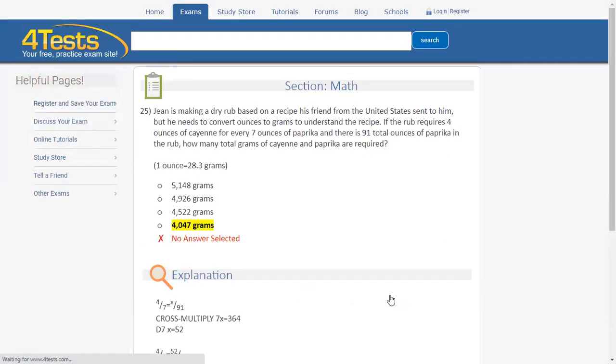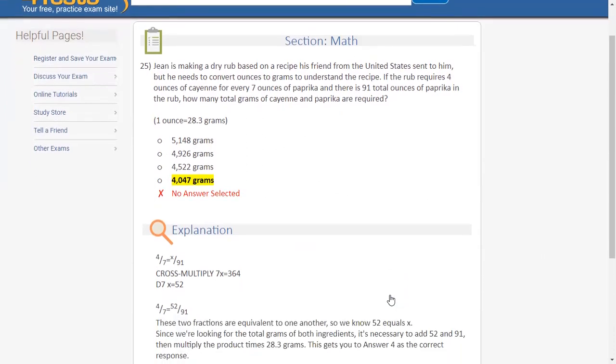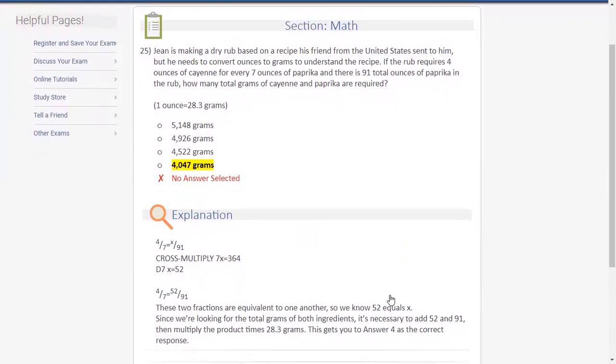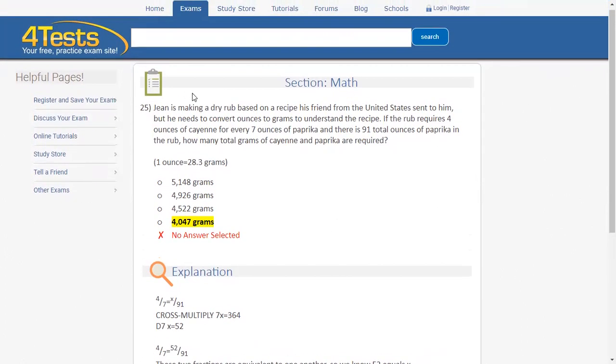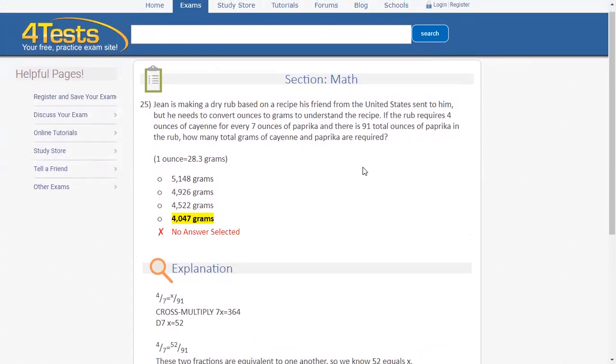So let's see, the answer is in this way, no answer selected. Actually, in the explanation, we will have to convert the sentences into mathematical form. That is 4 by 7 and x by 91. Where are these coming from? Look at this. Gene is making a dry rub. This requires 4 ounces of cane for 7 ounces of paprika, and there is 91. So that's why what you will have to do is find how many total grams of cane and paprika are required.